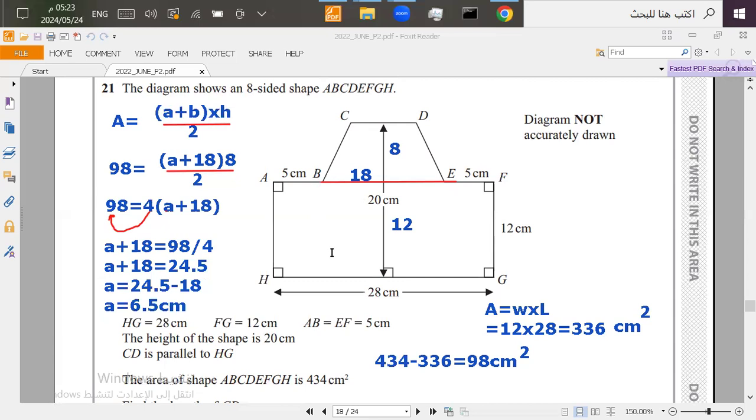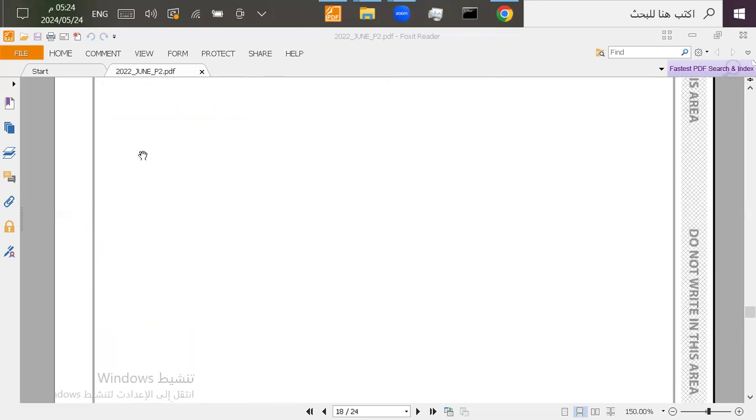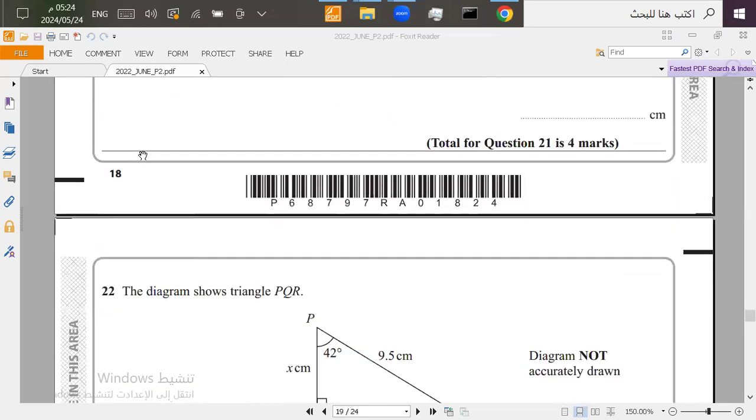So from the beginning, as we said, we found the length of each line. This one was 8 because the whole thing is 20. And we know that this is 12. And this one was 18. We subtracted 10 from 28. We got 18. And then we found the area of the rectangle, subtracted it from the whole area, and we got the area of the trapezium, which is 98. And then we use the formula of the trapezium's area to find the length of CD, which is A. And this is how you answer a question like this. Now, let's move on to the next question. They only want us to find CD, yes.